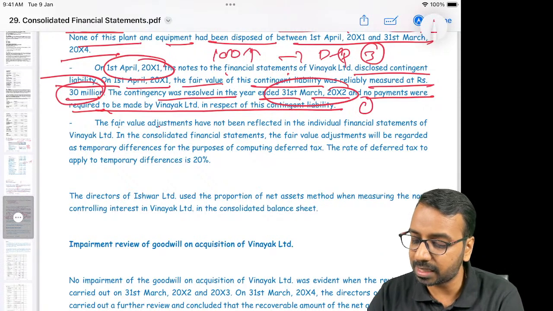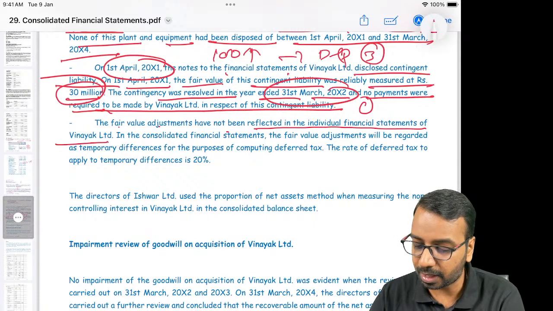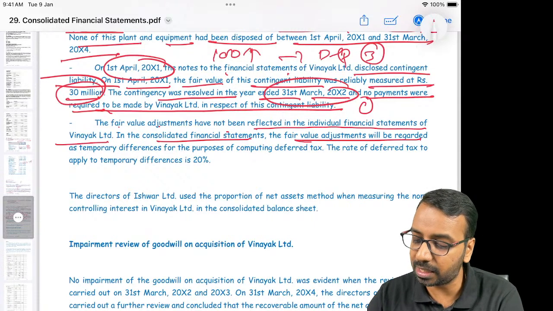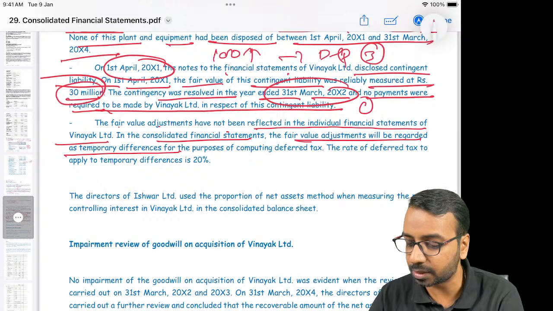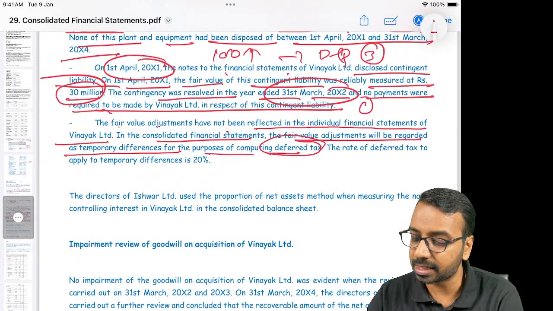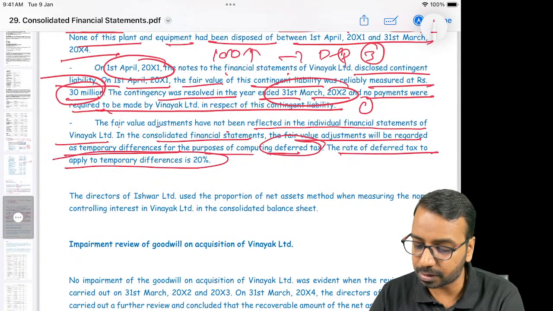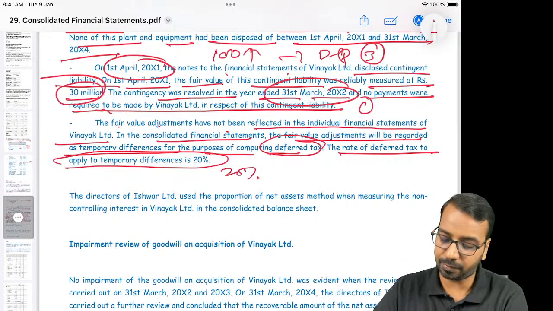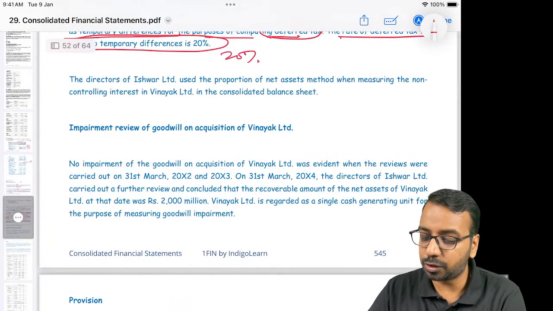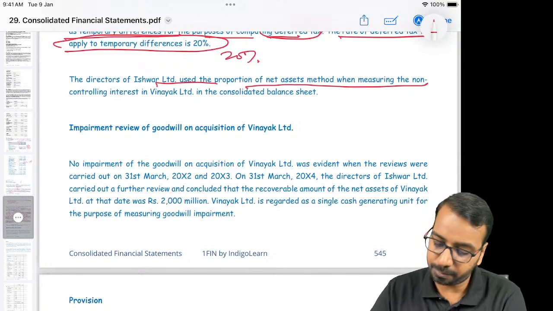Fair value adjustments have not been reflected in the financial statement of Vinayak Limited. In the CFS, fair value adjustments will be regarded as temporary differences for the purpose of computing deferred tax. Rate of deferred tax to apply on temporary difference is 20%. So 20% deferred tax. Director of Ishwar Limited used proportion of net assets method.